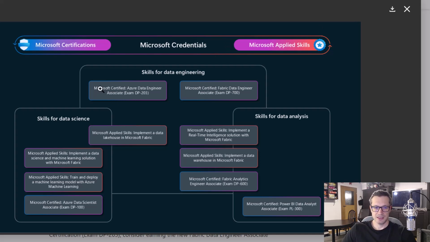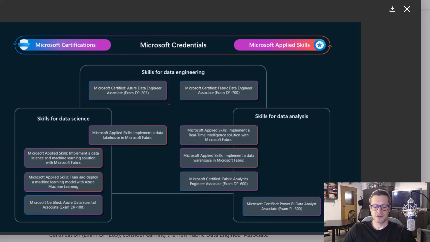The first one, DP-203, is positioned entirely within these skills for data engineering. And that is true, right? Because DP-203 is all about data engineering using Azure services. And I have a course on YouTube that covers this area, that prepares you to pass this exam. You will find a link somewhere here.